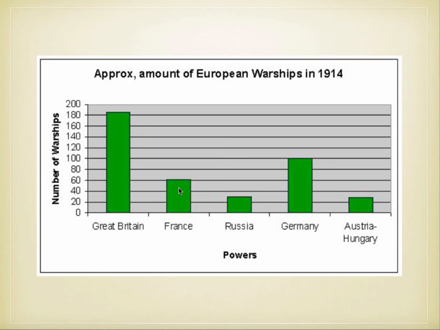You can take a look here as we see that Great Britain in 1914 certainly had the greatest number of warships on the open seas, but Germany was rapidly working to catch up to them.